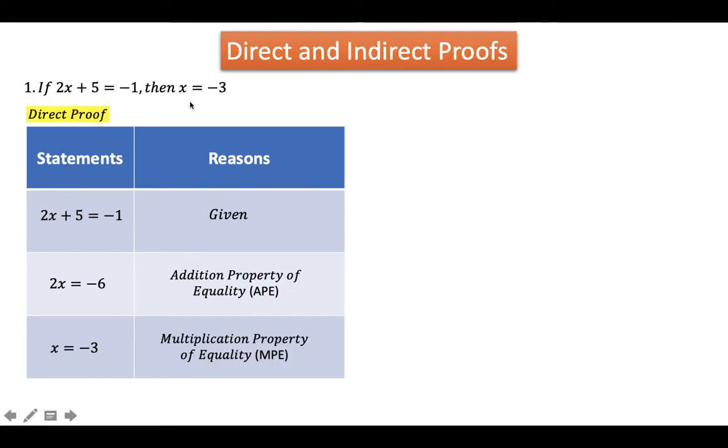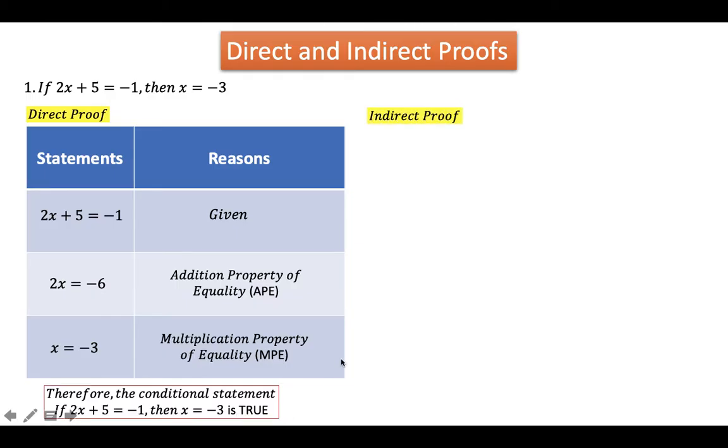So notice that in our conclusion, we just proved that x is equal to negative 3. Therefore, we can conclude that this conditional statement, if 2x plus 5 equals negative 1, then x is equal to negative 3, is true. The other way of proving is the indirect proof.